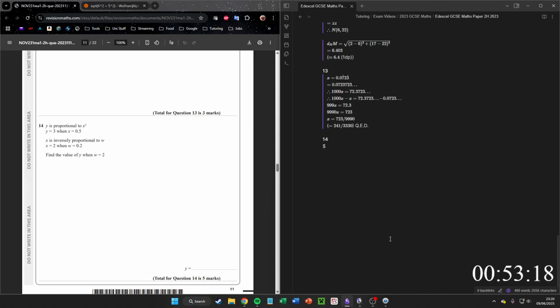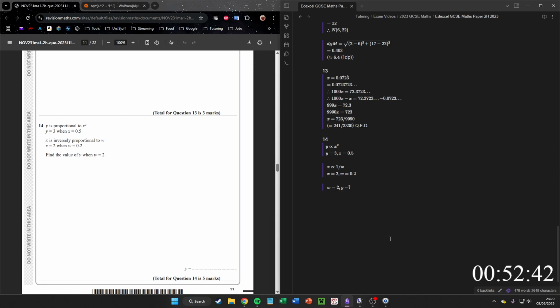Question 14. Y is proportional to x squared, and we're told that y equals 3 when x equals 0.5. We're then told that x is inversely proportional to w, so that means that x is proportional to 1 over w. And we're told that x equals 2 when w equals 0.2. And we're asked, when w equals 2, y equals question mark, who knows.